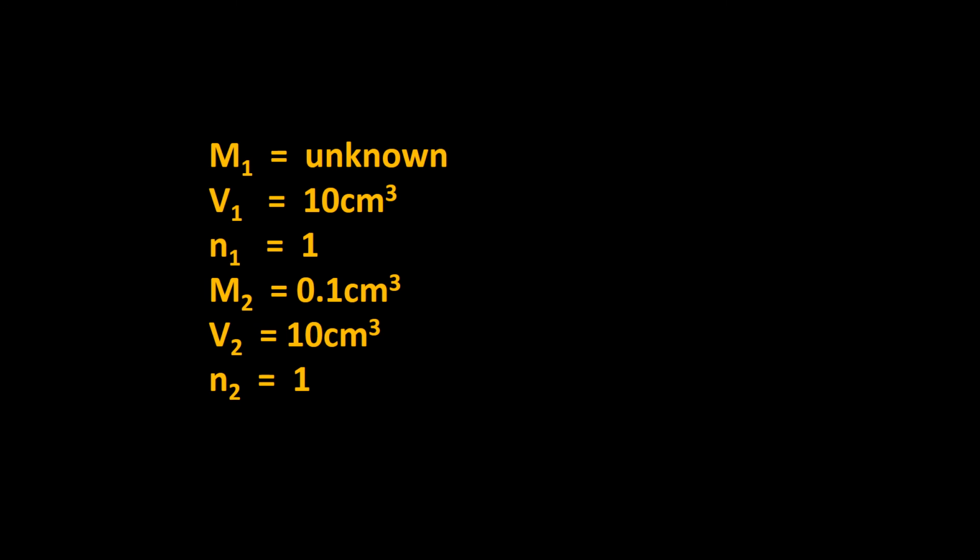Then V1 is the volume of the acid used, N1 is 1, M2 is the molarity of the base, which is 0.1, V2 is the volume, and then N2 is the number of moles. Here I have put the values, and as I know that M1 is unknown, I will move it out, and the rest of the other things will get multiplied and divided, and I will get the answer 0.1 mole. So here it represents the molarity of the hydrochloric acid solution.